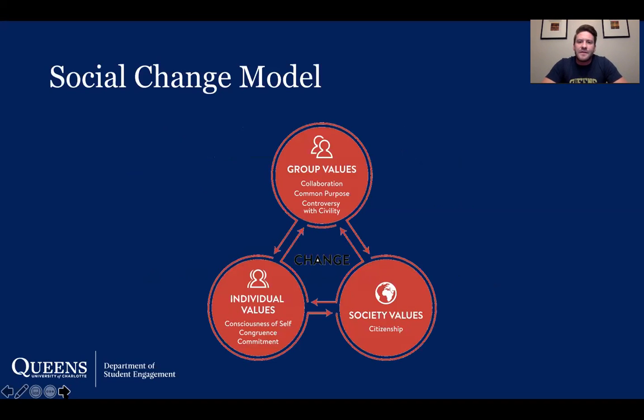The very first thing that I like to talk about when talking about leadership on campus is a theory. Theories are meant to be talked about, learned, and researched, but putting it into practice is really the important part. This is just a foundational opportunity for you to get a sense of how we view leadership on our campus. One of the theories that we utilize is the social change model. It takes three different values, individual values, group values, and society values, and brings them together to create positive social change within the community.